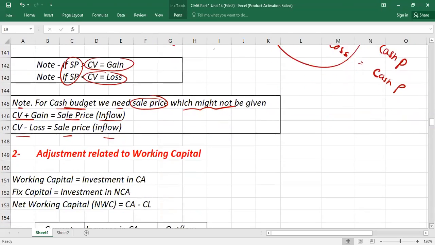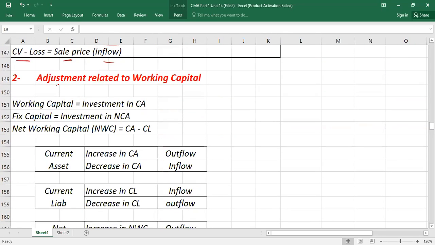So then we have here adjustment number 2, which might be given related to the working capital. So guys, there are 2 words. One is called working capital. Actually, it means investment in current assets. Understood? Then you have a fixed capital. It means investment in non-current assets. But what is the net working capital? Net working capital is always equal to current assets minus current liabilities.